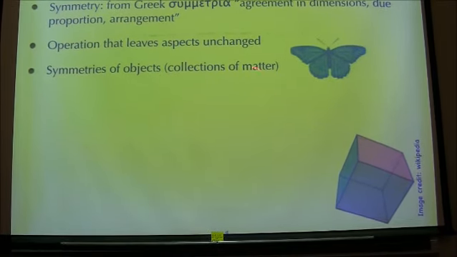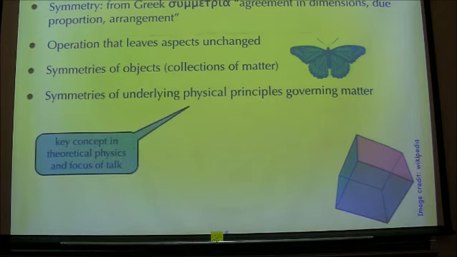Now, what we're describing here is symmetries of objects or collections of matter, and they could be very complex collections of matter, such as living organisms that have perhaps some sort of high degree of symmetry. But really what we're interested in is the symmetries of the underlying physical principles, not the objects themselves, but the underlying physical principles that describe matter and its behavior. And really this is, as I said, the key concern of theoretical physics at the fundamental level, and it's what I'll talk about today.